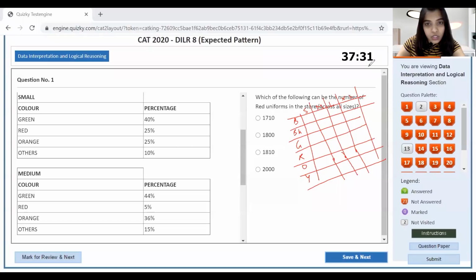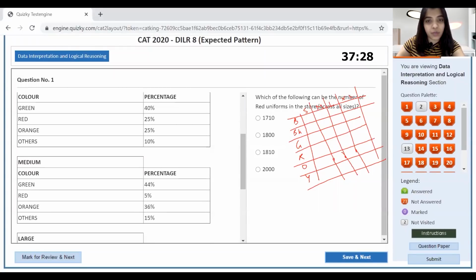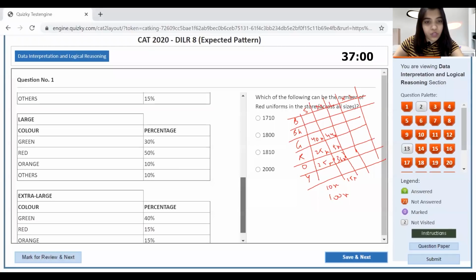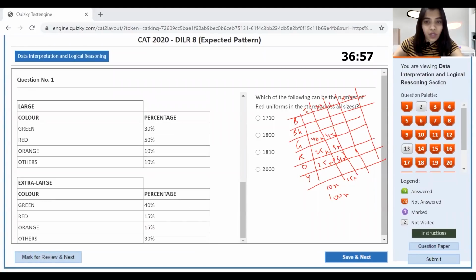So what they've given us here is that the number of uniforms of each size is the same. So let's just assume there are 100x uniforms of each size. For small, we have 40x, 25x, 25x, and the remaining is 10x. For medium, we have 44x, 5x, 36x, and the remaining is 15x. Further down, we have 30x, 50x, 10x, and the remaining is 10x. Then we have 40x, 15, 15, and 30.